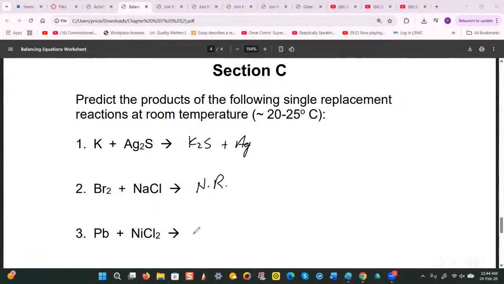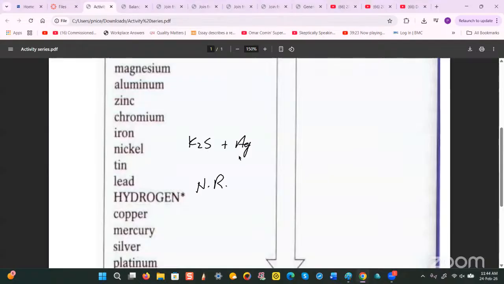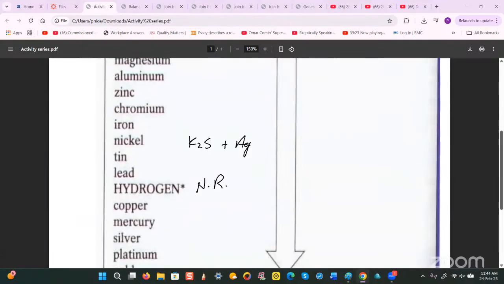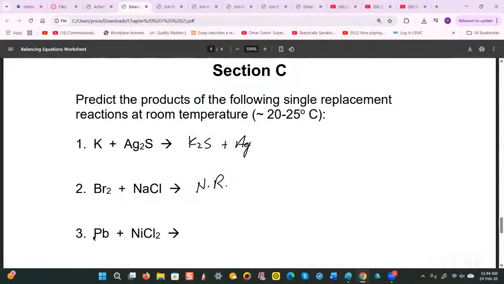Okay. What about lead and nickel 2 chloride? So let me go to the table here. Where is lead? Oh, right above hydrogen. And what's the other element? Nickel. Okay, nickel is above lead. So if nickel is above lead, what does that mean? No reaction, exactly. So no reaction here. Okay, very good. Let me clear this.